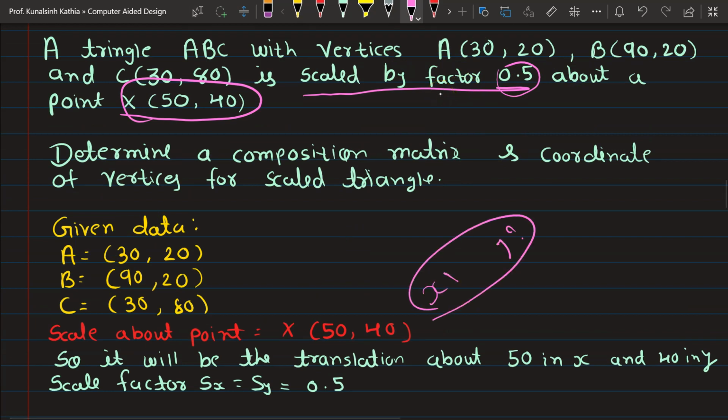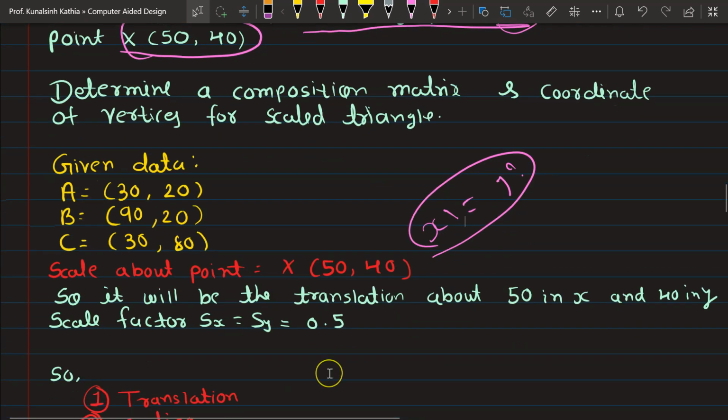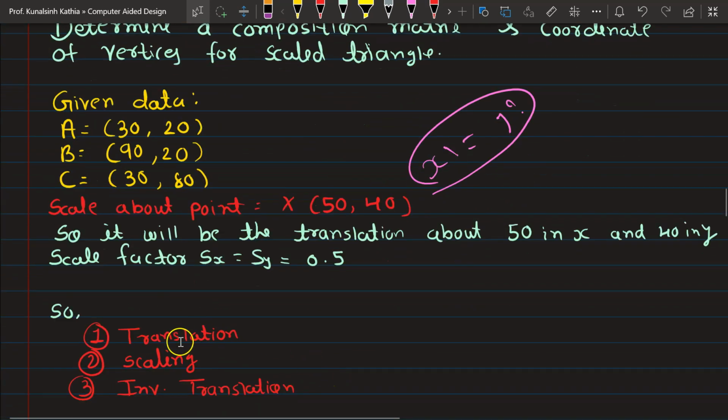So we'll consider it for both. You can see that we will consider the scale factor in Sx and Sy is equal to 0.5. So first translation, second scale, and then inverse translation, because there is no rotation.